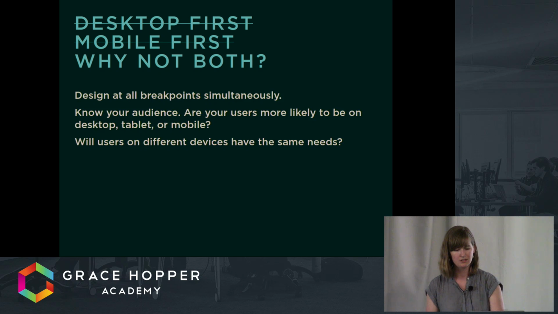For example, design at all breakpoints simultaneously. So pick one that's in the medium. 960 is a good area. Think about your audience. Are they going to be using it on the go? Are they going to be using it on their computer? Is it going to be map-based? Just think about how your users are going to be coming into the app and decide from there the best decision for you. Don't pick desktop or mobile just because it's trendy or because it's easy. And if people are going to be using it on the phone, try to figure out if those needs are going to be the same as the ones on desktop.